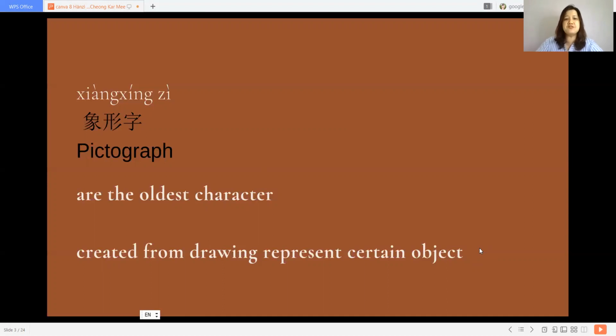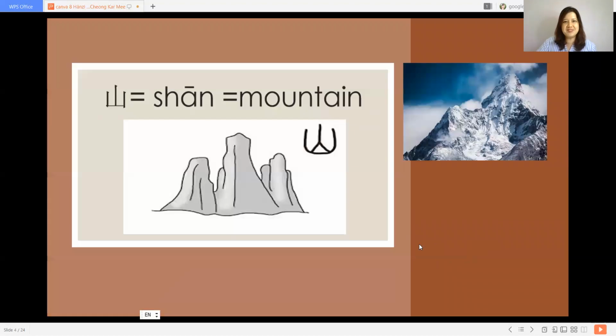It's created from drawing. From the drawing itself, it represents a certain object, and most of the time that object is from nature. For example, the river, the rain, the cloud, and all that. It's all from nature. Okay, I'll show you some examples.